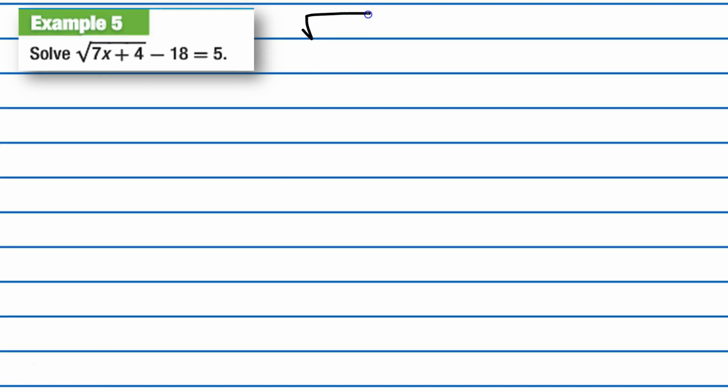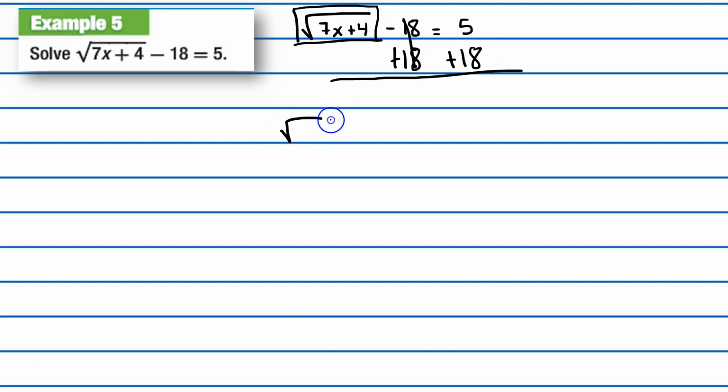We have the square root of 7x plus 4, minus 18, which is equal to 5. First thing you want to do, just like when we're solving for variables, we want to get some things by themselves. In this case, we will box our square root, that whole big thing. What's left outside of the box on the left-hand side is that negative 18. I want to move that negative 18 to the right-hand side, so I'm going to say plus 18 to both sides. So now I have the square root of 7x plus 4, and that is equal to 5 plus 18, which is 23.